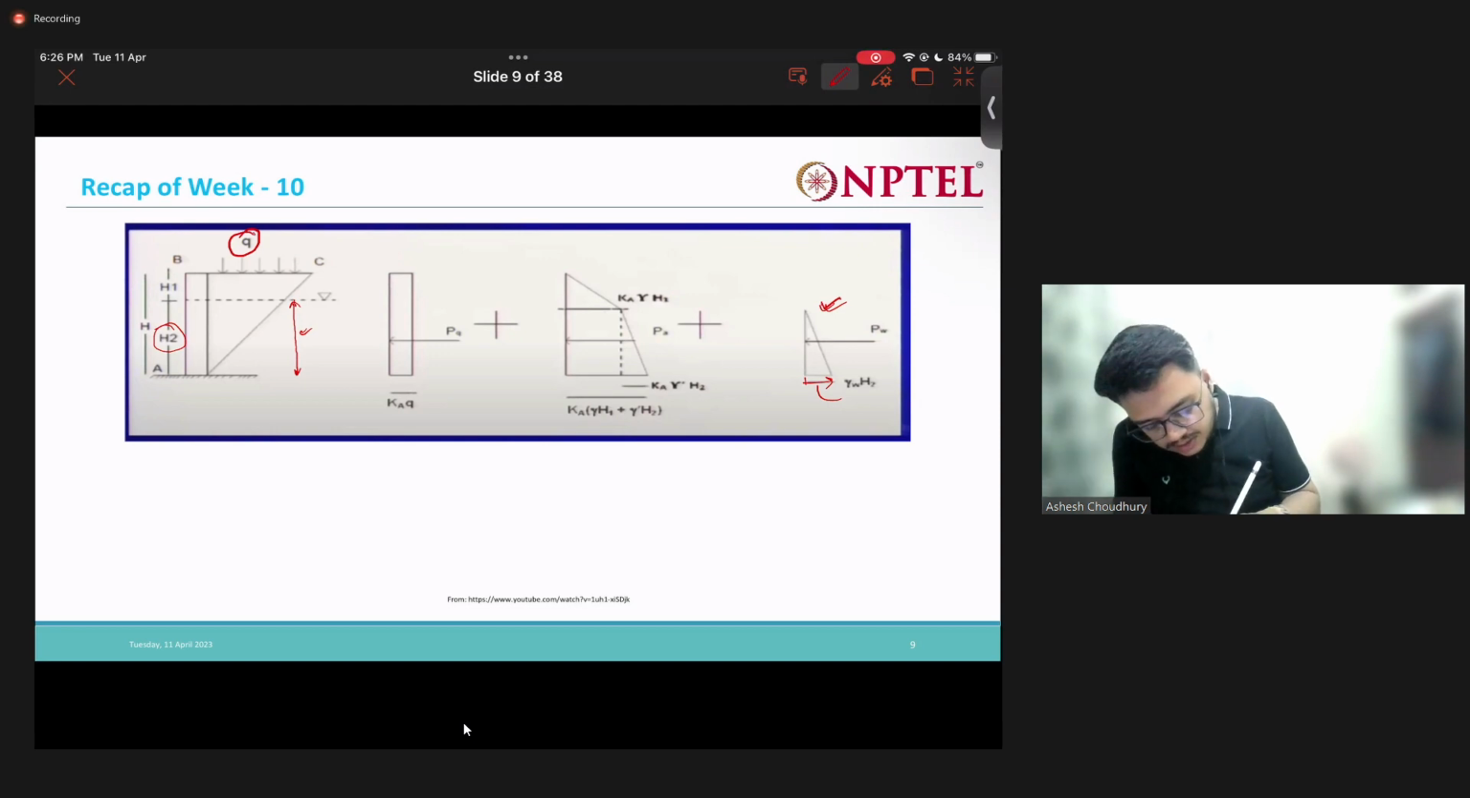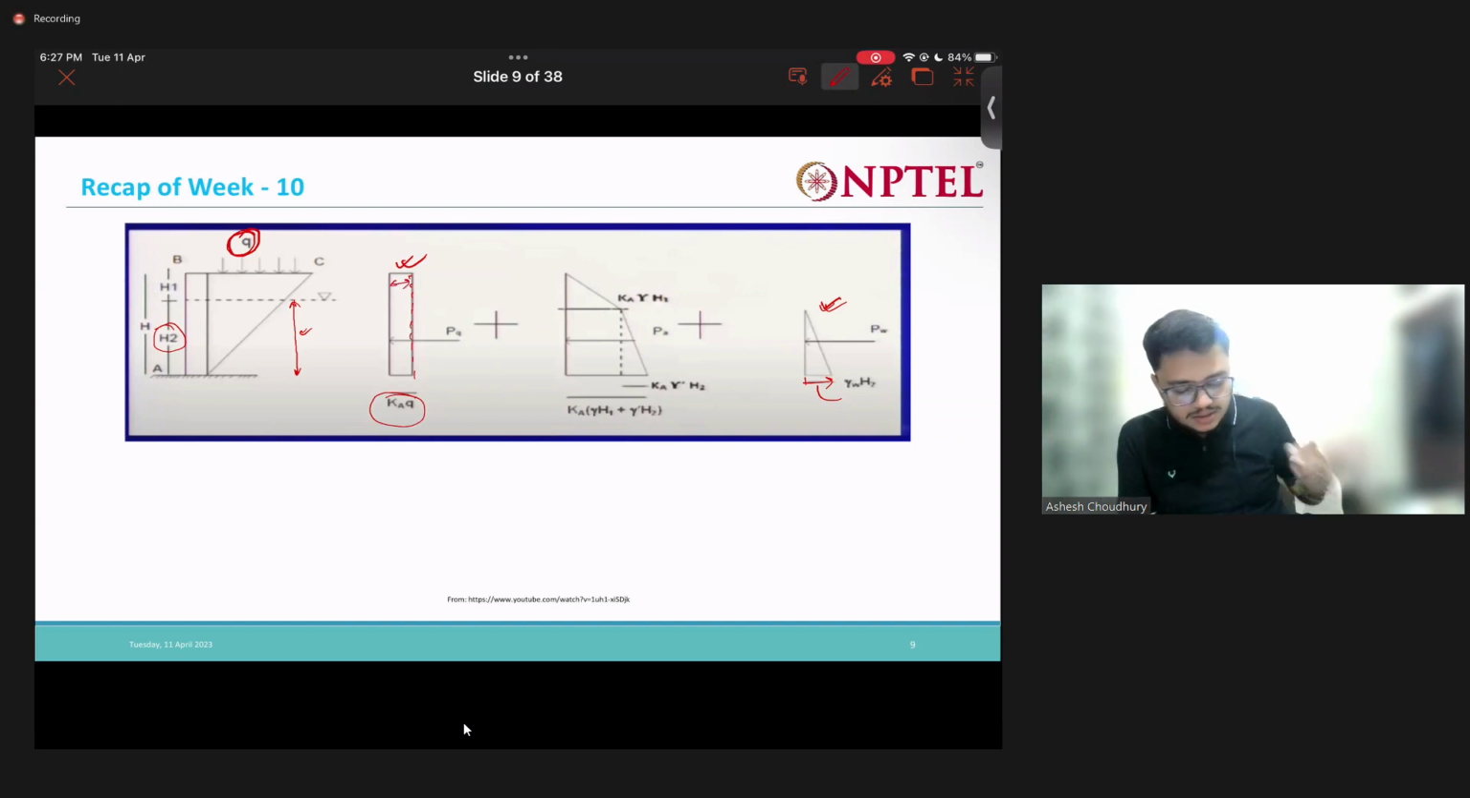Then for this q, we will be getting a distribution like this. The q value is the same everywhere, so the lateral stress due to q will be nothing but k into q everywhere, so it will be a rectangular distribution. Now let us see, up to the height h1, we will have the same as the dry condition, k into gamma into h1, right?